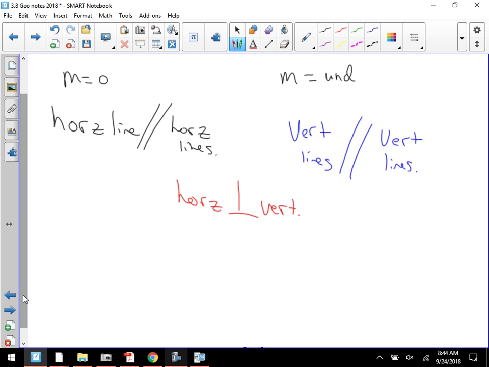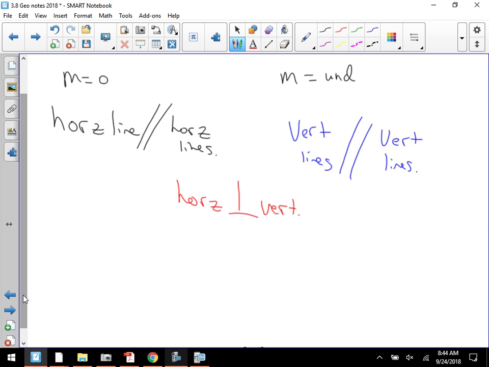If a vertical line is x equals a number, what's a horizontal line? Y equals a number. Okay? That's the relationship between the two. So what happens here, if you look, y equals a number is parallel to y equals a number. X equals a number is parallel to x equals a number. Y equals a number is perpendicular to x equals a number.